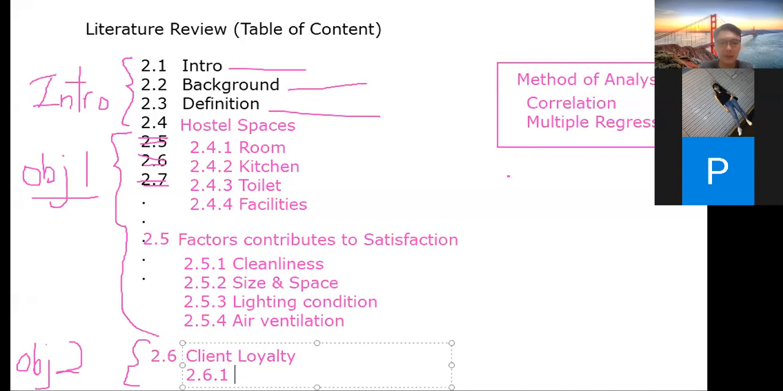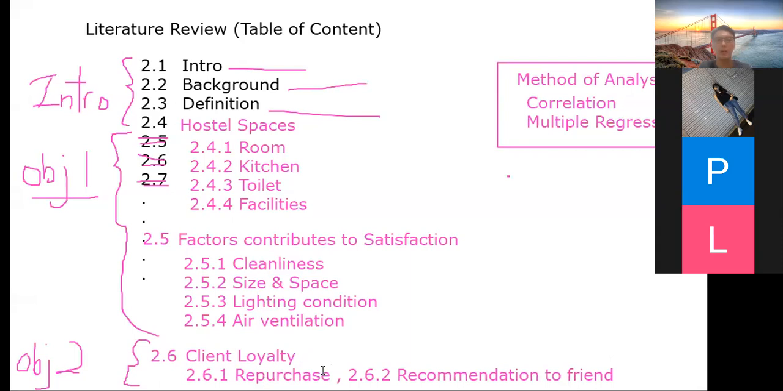Okay, what other factors affect loyalty? Repurchase, okay, and so on. I have no place to write already. Talk too much already. Okay, 2.6.2: repurchase, recommendations to friends. So these are all loyalty factors. So come back to here.